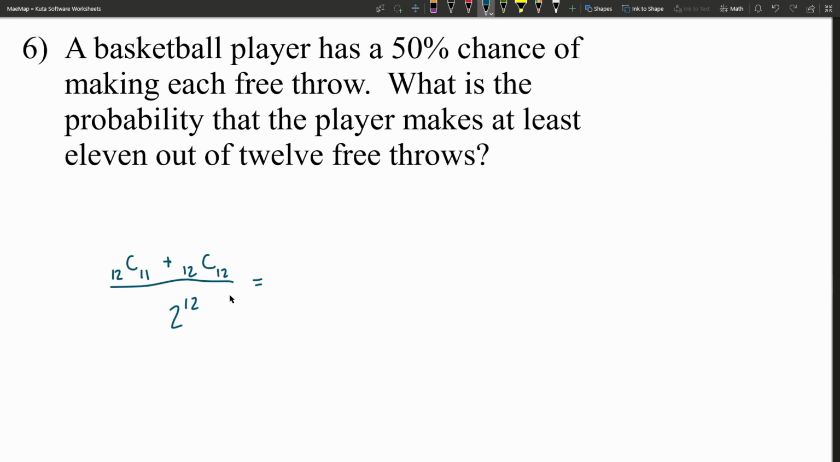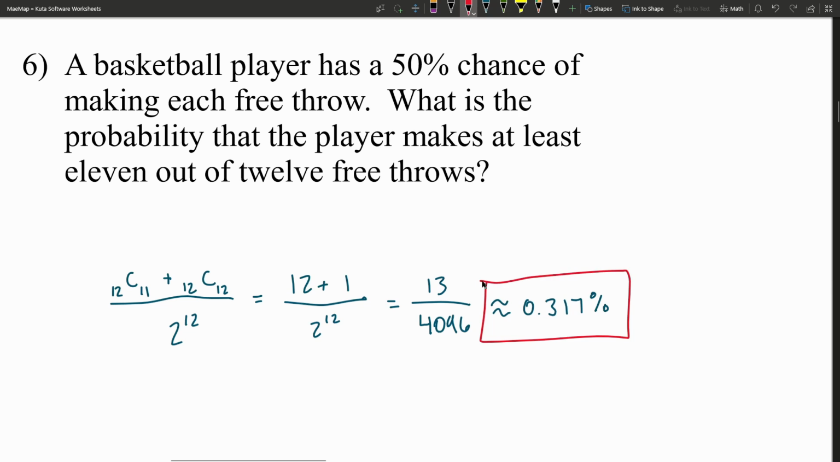12 choose 11 is going to be 12, and we're adding that to 12 choose 12, which is 1, and that's all over 2 to the 12th. This is going to give us 13 all over 4,096. And when written out as a probability, that's approximately 0.317% chance. So the player has less than 1% chance of making at least 11 of those free throws. With that being said, let's move on to the next page.